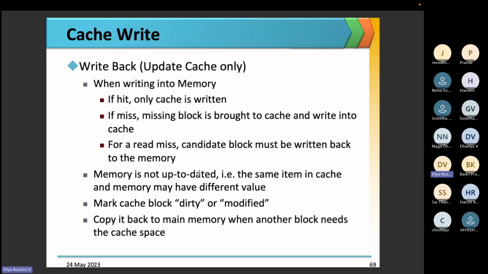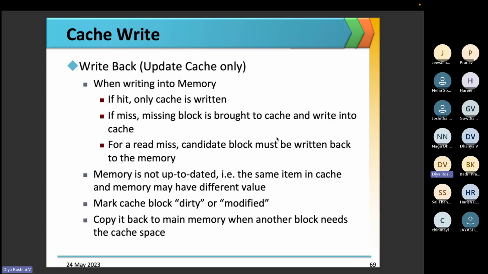But write back also has its own disadvantages. When you change only one word of a block and your block has multiple words, you have to rewrite all the words of the block. That's one disadvantage of write back. But still, write back is used predominantly. Okay. This is the introduction to cache and cache hits. Cache hits are done. We still have miss. I forgot that.